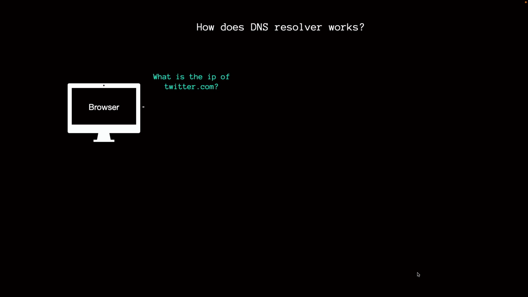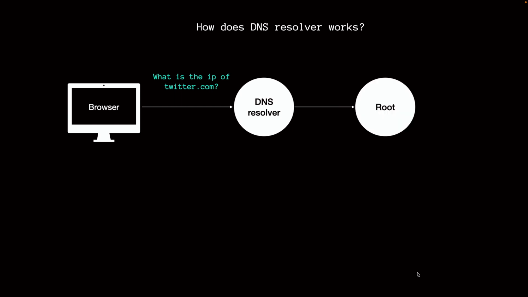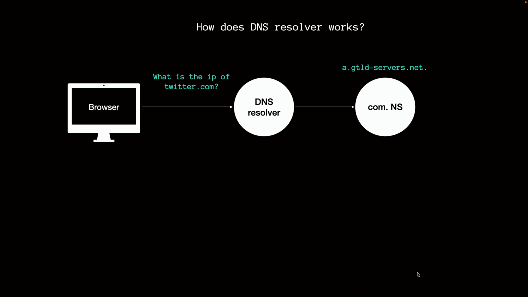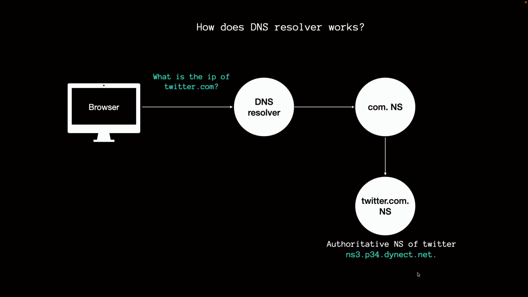So it starts by the browser sending a request to the DNS resolver asking about the IP address of Twitter. Now the DNS resolver will start from the root and it will ask the root name server about the IP of Twitter. The root name server has information about all the top level domains like .com, .net, .org. As twitter.com comes under .com, it replies back with the address of the .com name server. Now, the DNS resolver asks the .com name server for the IP address of Twitter. It replies back with the address of the authoritative name server of Twitter.